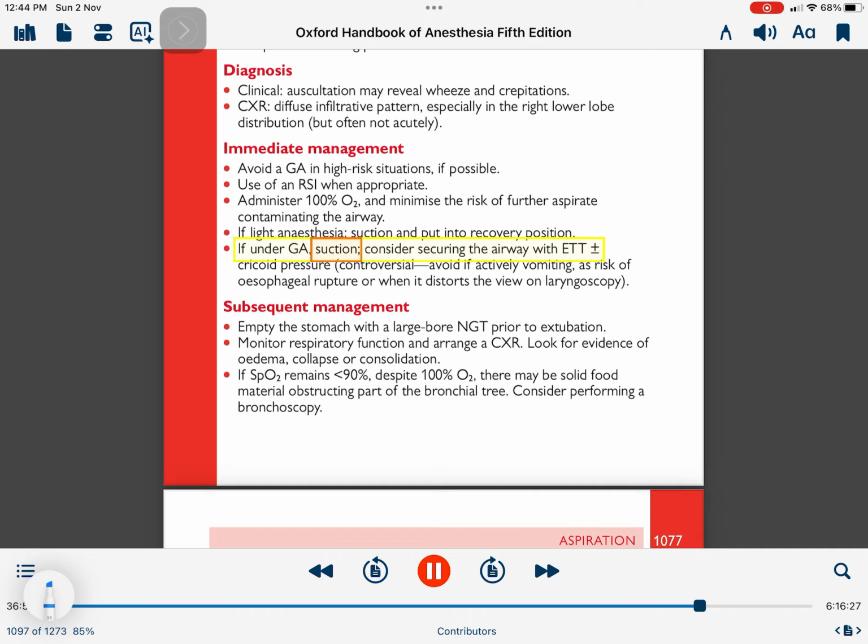If under GA, suction, consider securing the airway with an ETT plus or minus cricoid pressure. Controversial: avoid if actively vomiting, as risk of esophageal rupture, or when it distorts the view on laryngoscopy.